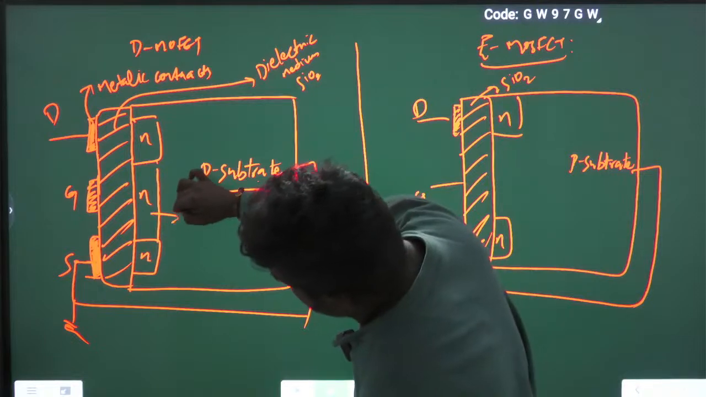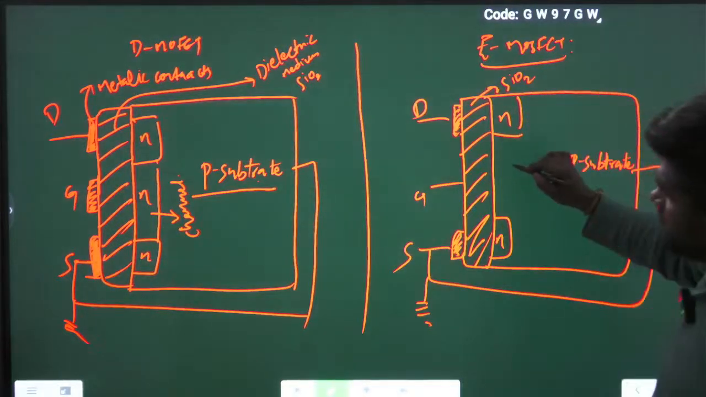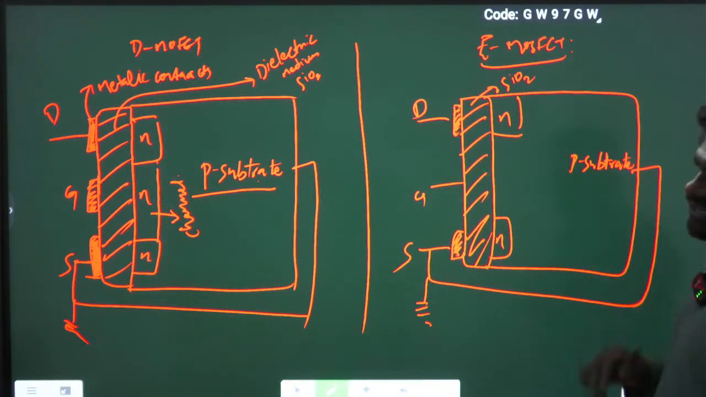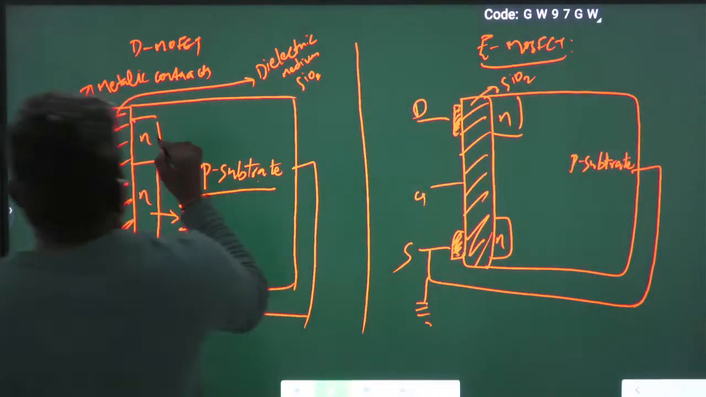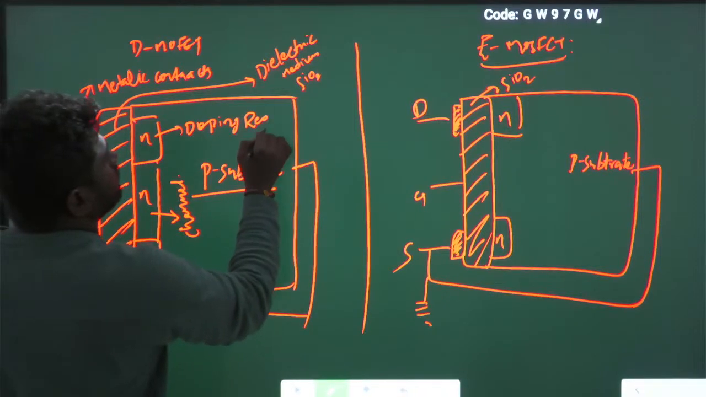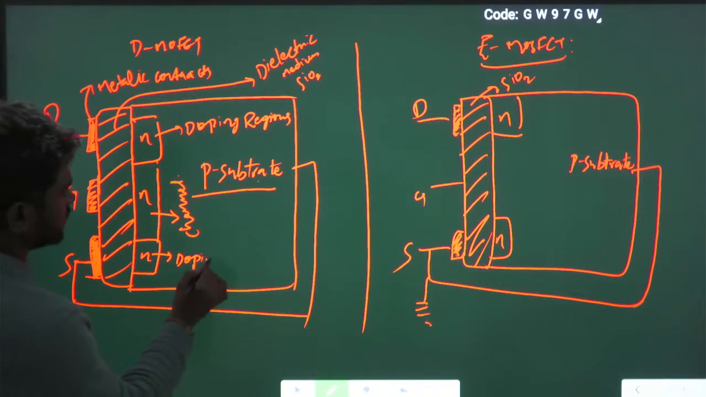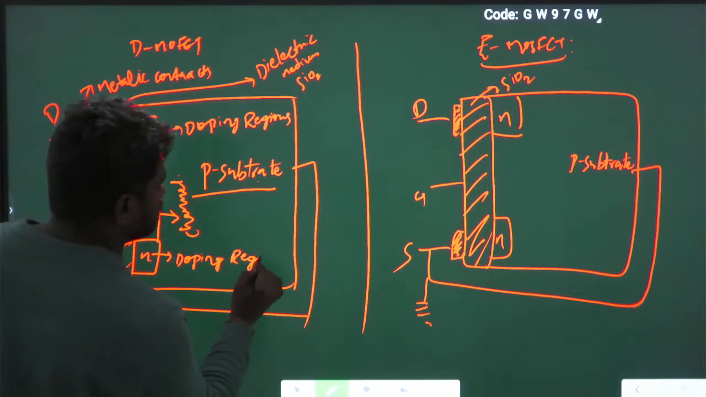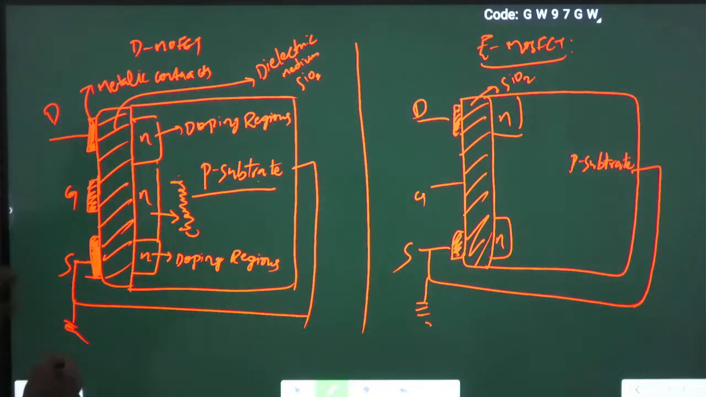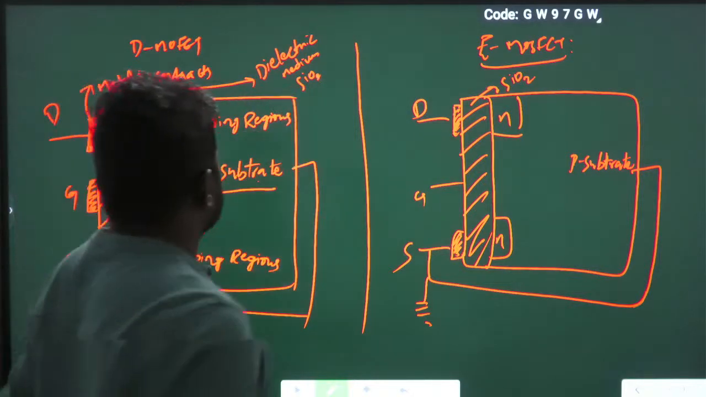This is nothing but the channel. Here the N channel is absent, here the channel is absent. These are the doping regions. Basically this drain and source act as electrodes. To differentiate these electrodes we need some dielectric medium, that is nothing but SiO2, silicon dioxide.